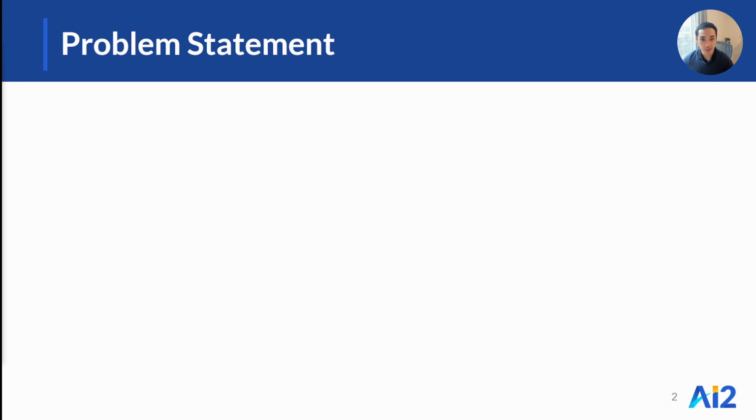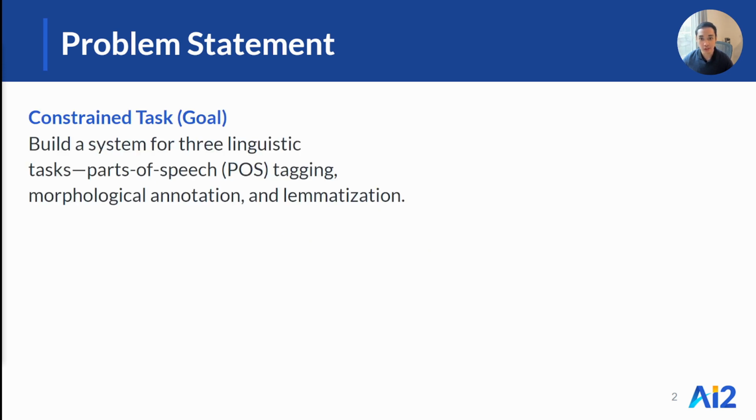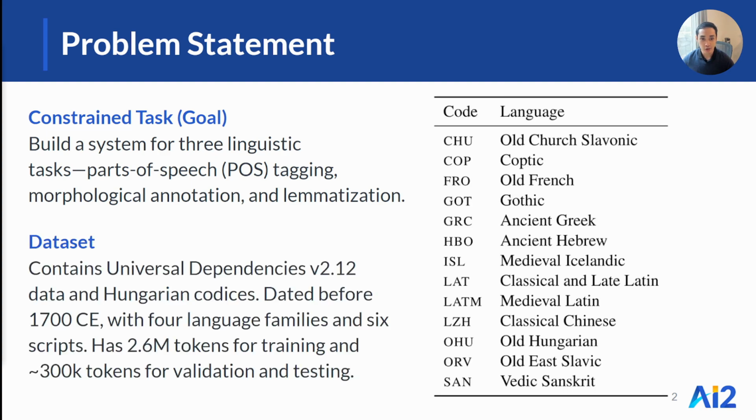So first, the problem statement. We chose to work on the constrained task, which requires us to build a system for part-of-speech tagging, morphological annotation, and lemmatization. The dataset is also from the shared task organizers. It contains a mix of Universal Dependencies data and some Hungarian codices. There are 13 languages overall from 4 language families and 6 scripts. And finally, it has 2.6 million tokens for training and around 300,000 tokens for validation and testing.